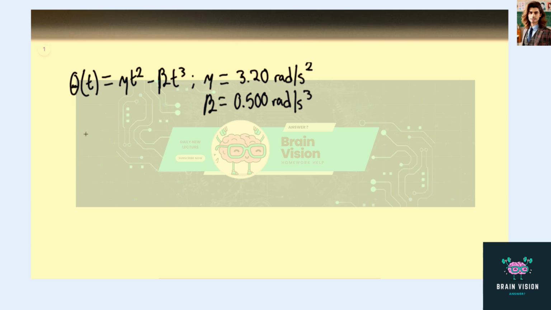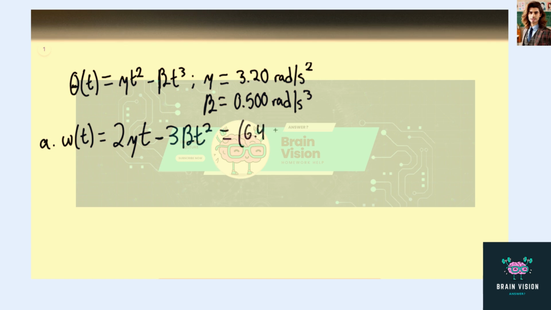At this point, to find our angular velocity, we find the derivative of the angular displacement. So the derivative of the angular displacement will equal the angular velocity function, and this is going to be 2 gamma t minus 3 beta t squared. If you were to plug this in, we have 6.4 radians per second squared times t minus 1.5 radians per second cubed times t squared.